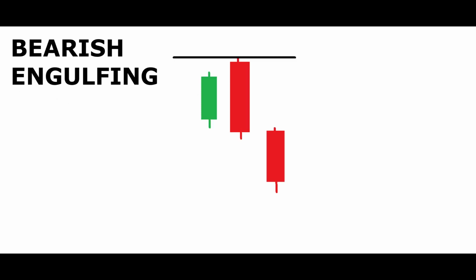The converse is the case with a bearish engulfing candle. It is made up of two candlesticks, a small green one followed by a larger red one that completely engulfs the body of the green one. A bearish engulfing candlestick will usually form at the end of an uptrend, subsequently resulting in downward trending price action.